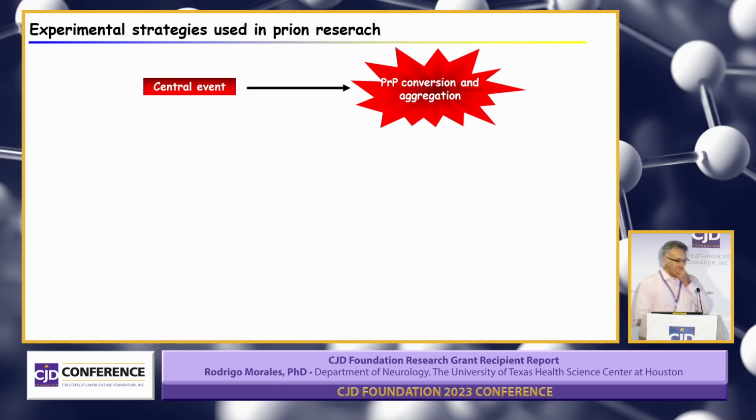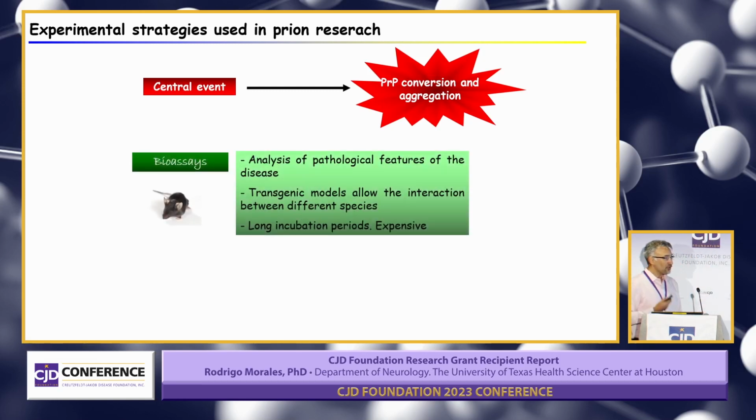So we have different approaches to look for potential treatments, and we have different targets, as was previously mentioned by Dr. Knight. One thing that is, I think, a consensus is that the central event in prion diseases is the misfolding of the prion protein, this conformational change of the normal prion protein into the abnormal isoform. To study that and to test potential drug candidates, we have different avenues.